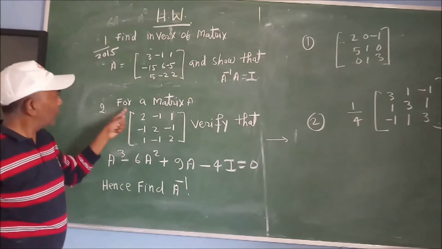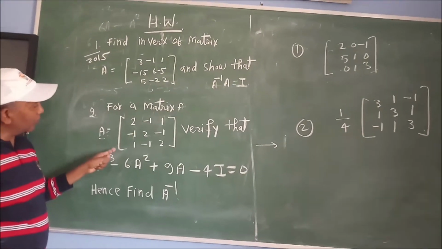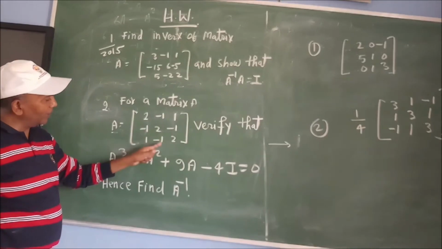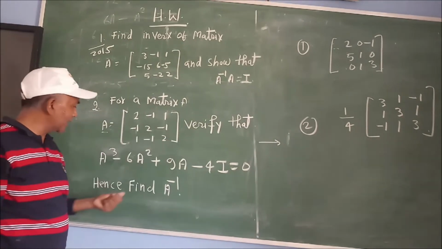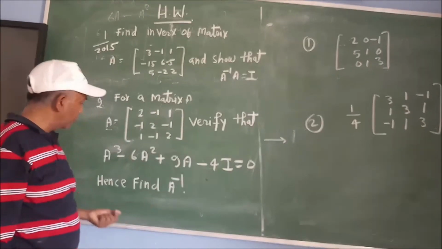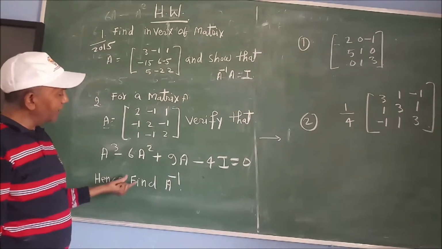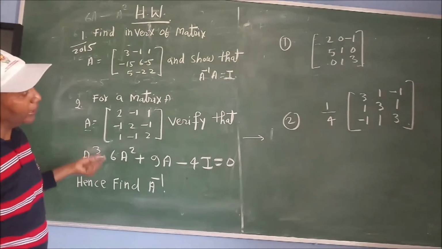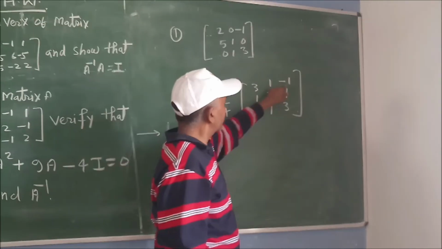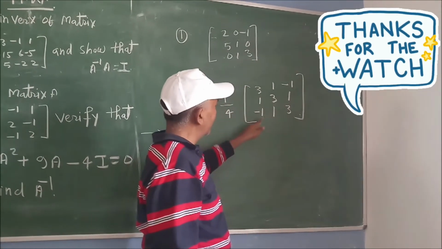Second question is for the matrix A is equal to 2 minus 1 1, minus 1 2 minus 1, 1 minus 1 2. Verify that A cube minus 6A square plus 9A minus 4I is equal to 0. Using this result, find the inverse of the matrix. This is your NCERT question, and answer is 1 by 4 into 3 1 minus 1, 1 3 1, minus 1 1 3.